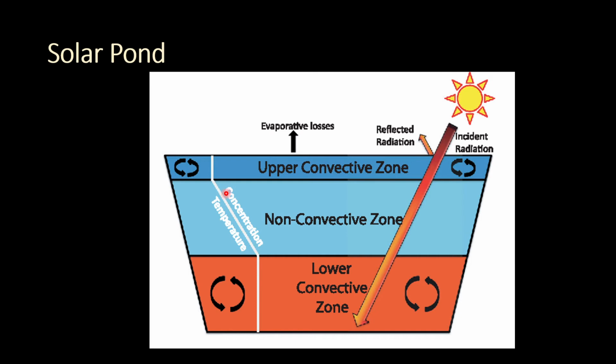And next is the non-convective zone. It has a wider zone, and the salt concentration increases as the depth increases. Then there is the lower convective zone, where the water is continuously recirculating, and this zone has the maximum salt concentration. When the solar radiation falls on the bottom layers, because of the coating material, the solar energy is captured there and the water gets heated up.